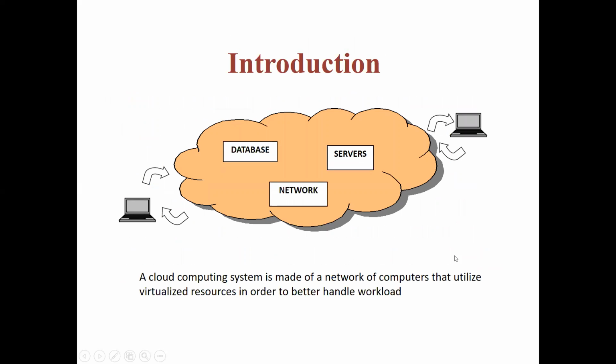So this picture shows us the cloud computing concept very briefly. You can look here, this is us, the client, right? We have the client, then we need to have the internet network. Then they have a database or data storage system. They have many, many servers. Briefly, cloud computing consists of these few parts. So a cloud computing system is made of a network of computers that utilize virtualized resources in order to better handle workload. Virtualized resource means you can use different servers through cloud computing.